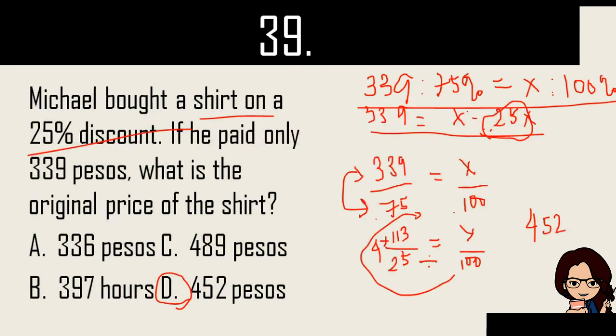Ganun-ganun lang. Walang equation, walang decimal points, walang anything like that. Okay? So again, when it comes to ratio rotation, make sure that everything is in lowest terms. Tapos, rotation lang tayo. Divide and then multiply.